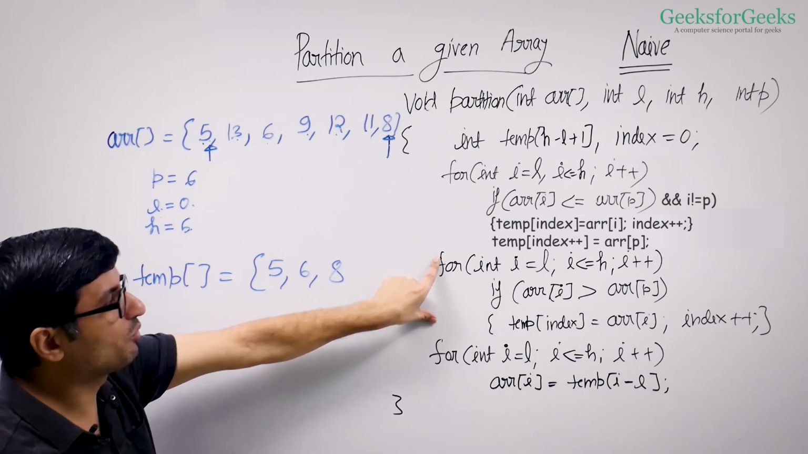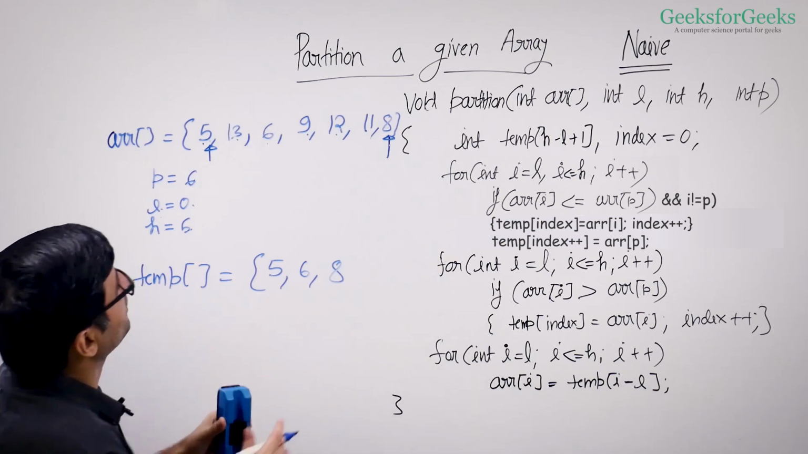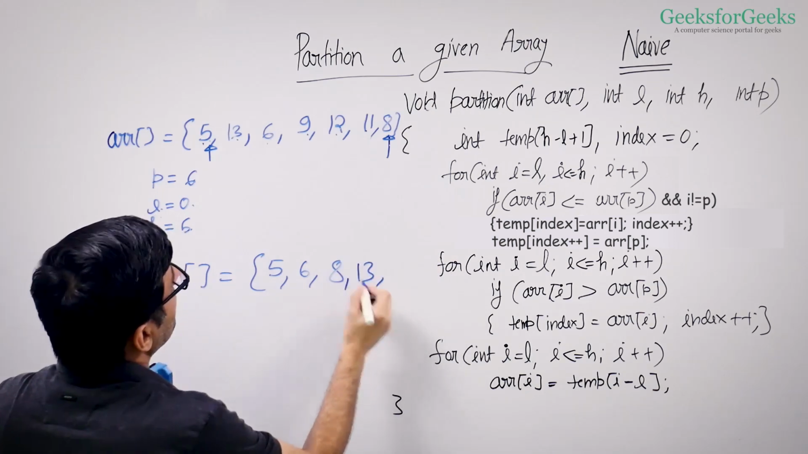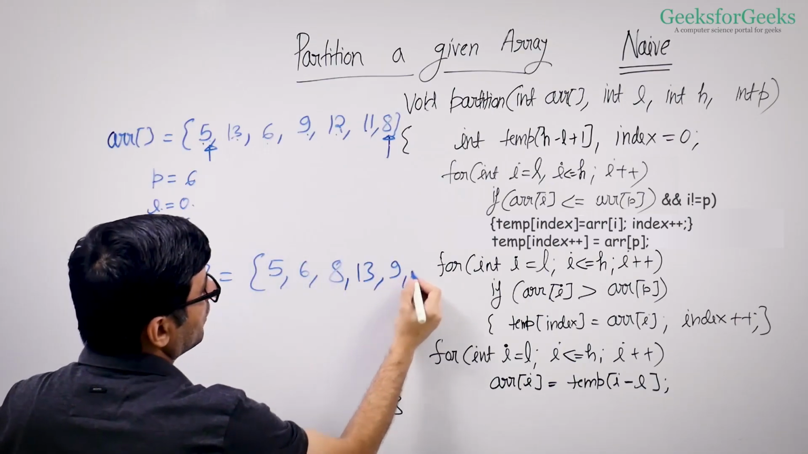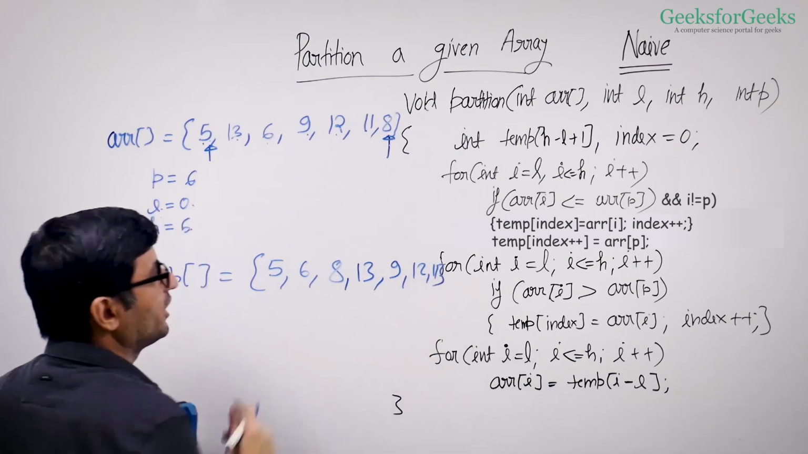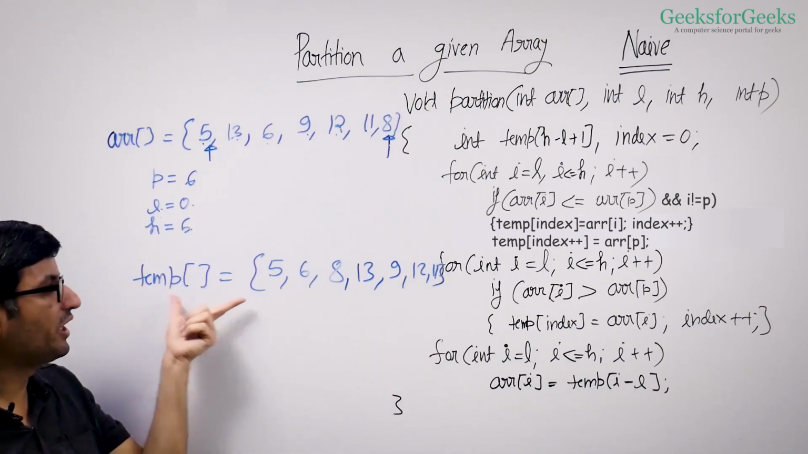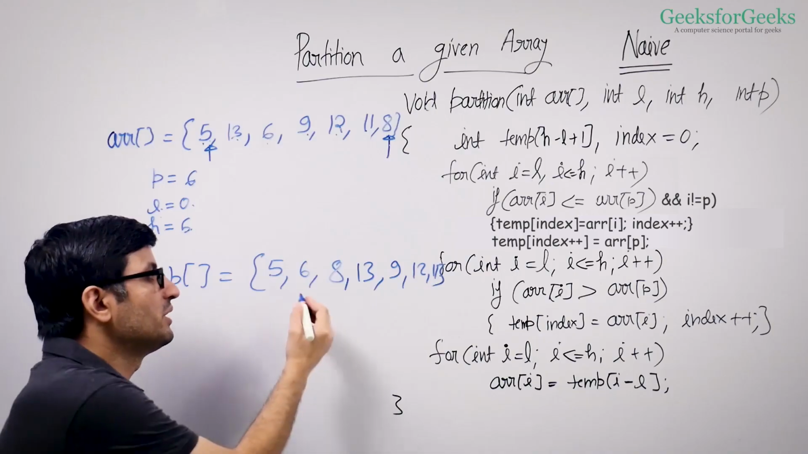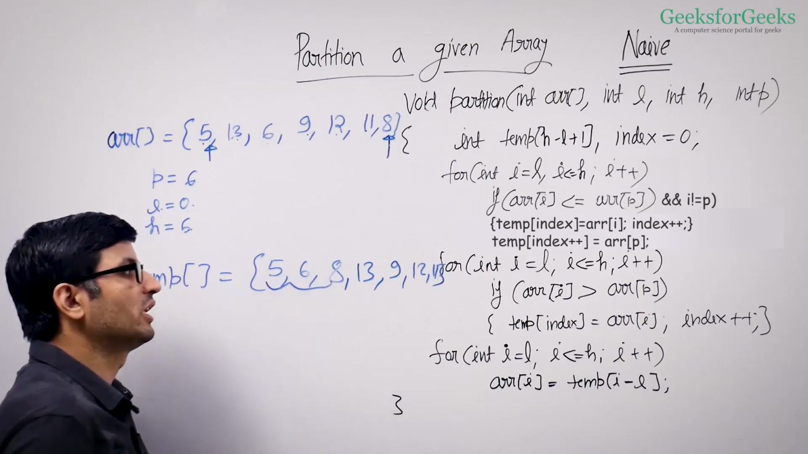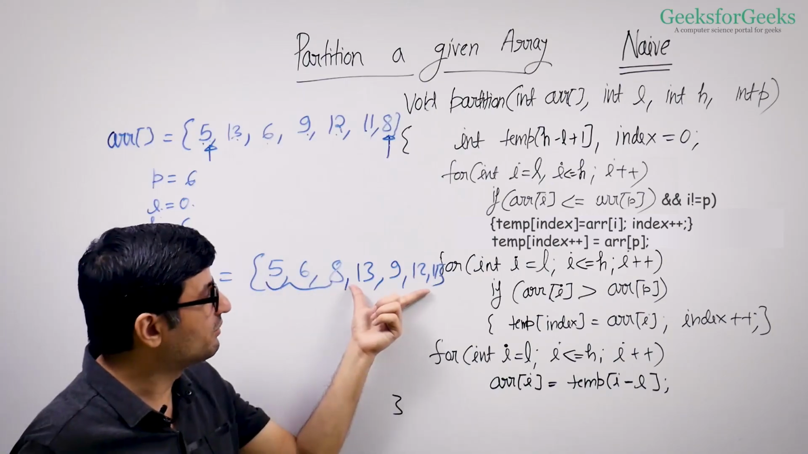Now in this step, we put all the greater elements. So we have 13, 9, 12, 11. And you can see that our temporary array has the partitioned array. It has all the elements which are smaller than or equal to 8 on the left, all the greater elements on the right.